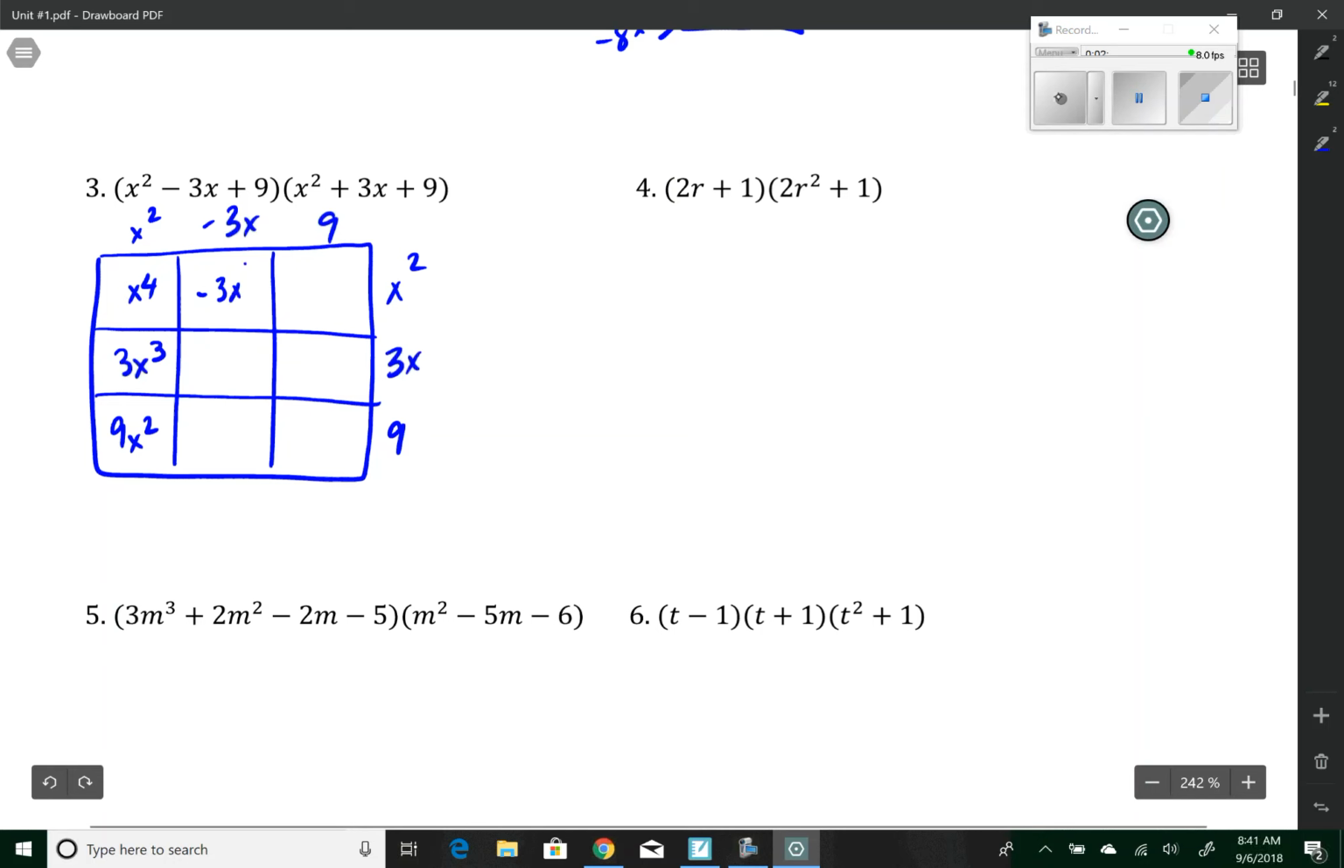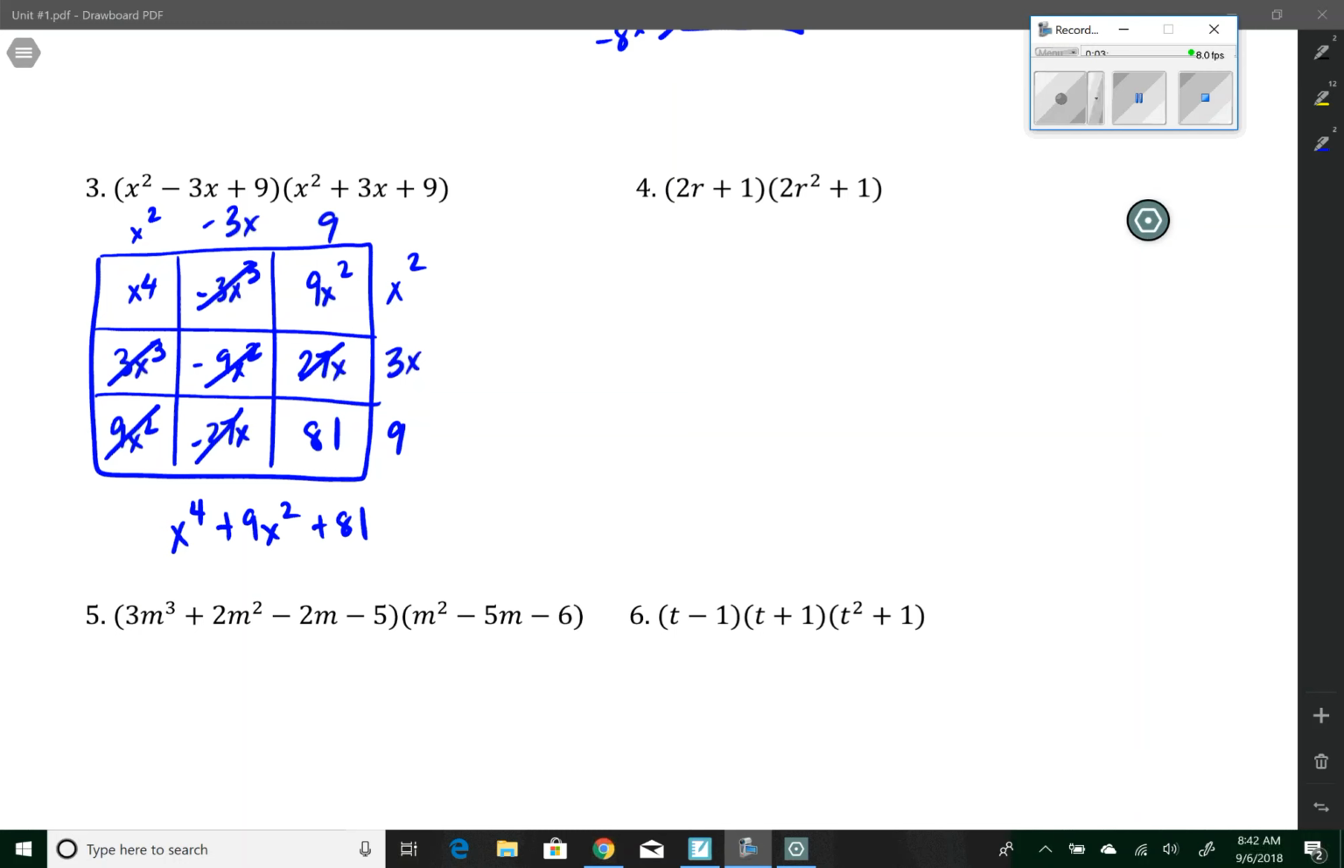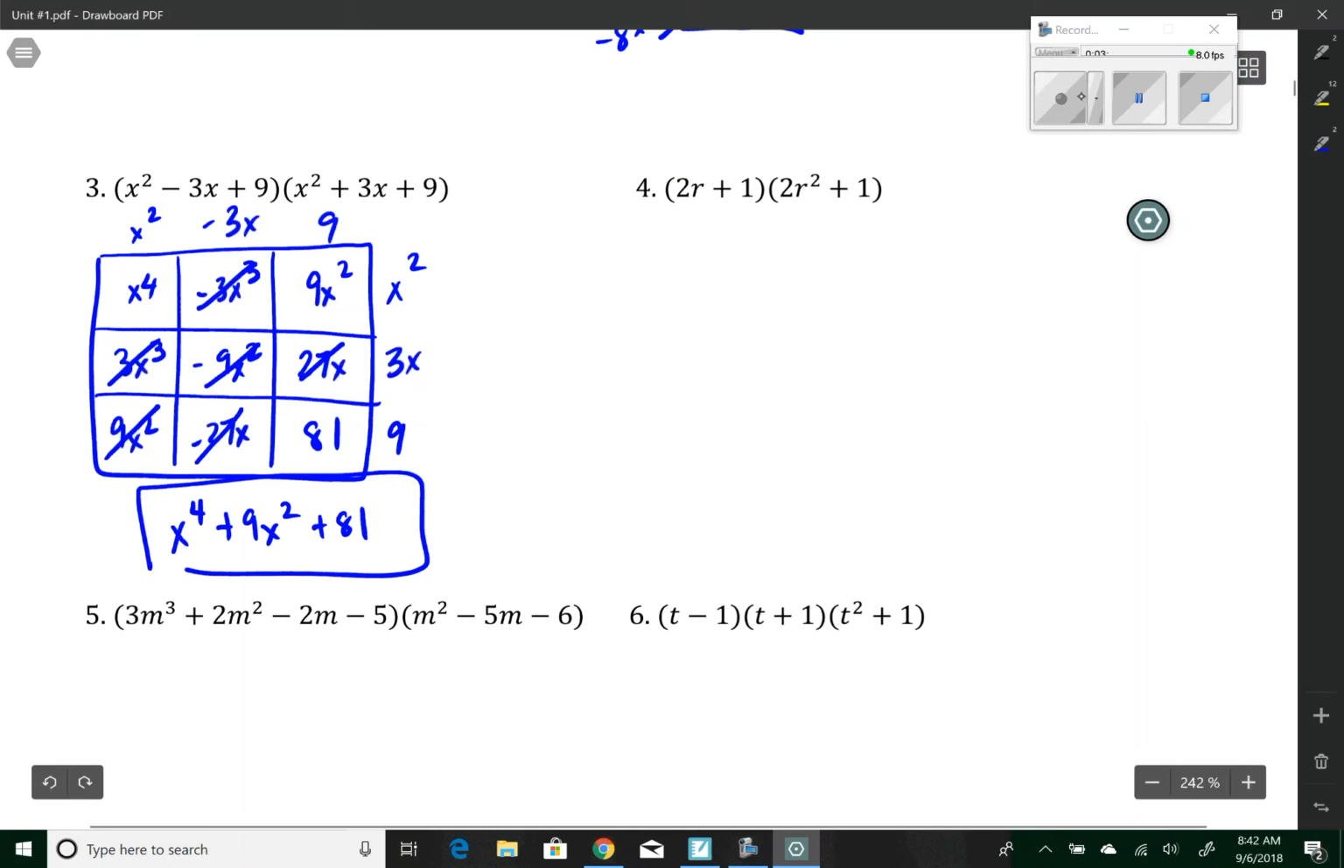negative 3x cubed, these cancel, negative 9x squared, these cancel. Look at that. Now we have negative 27x. 9x squared. That has nothing to cancel with. 27x. We got another cancel. And 81. So our final answer here is going to become x to the 4th plus 9x squared plus 81. This would be an example of a quartic, Q-U-A-R-T-I-C, trinomial.